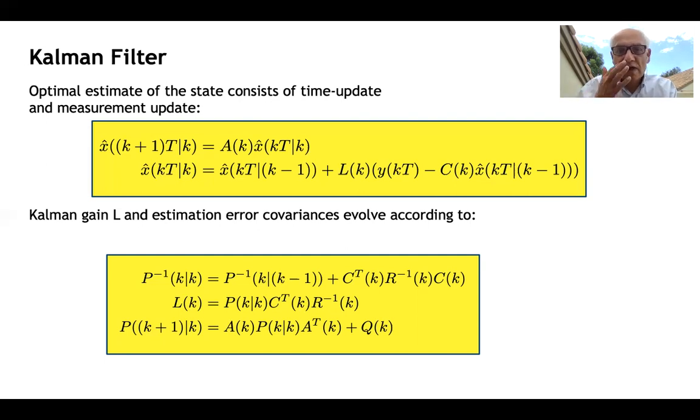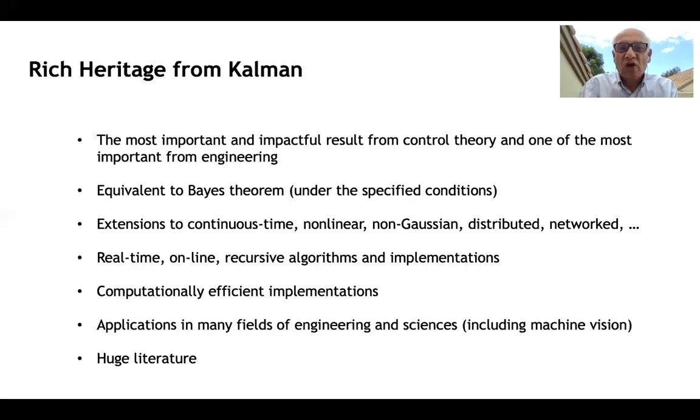And what Kalman proved is that this is optimal, assuming linear dynamics and Gaussian noise. He did this in the late 50s, and it's probably, with no exaggeration, the most important and impactful result from control theory over the last many decades. That's why he's the father of the field. And I would argue that it's one of the most important results to arise from engineering, particularly engineering theory or mathematical engineering. It's equivalent to Bayes' theorem. So under linear and Gaussian assumption, what these previous computations do is essentially apply Bayes' theorem.